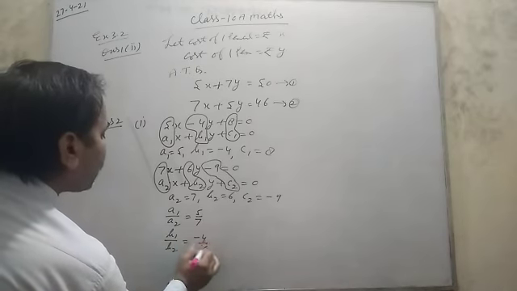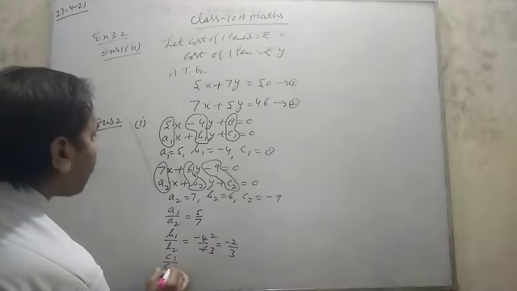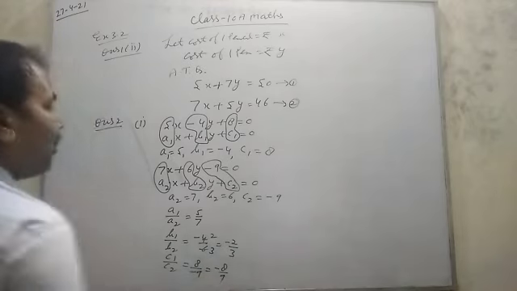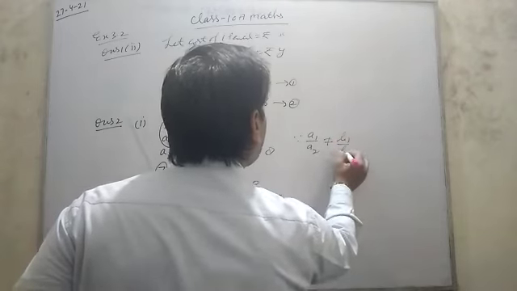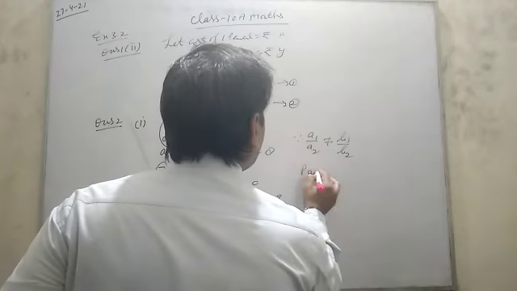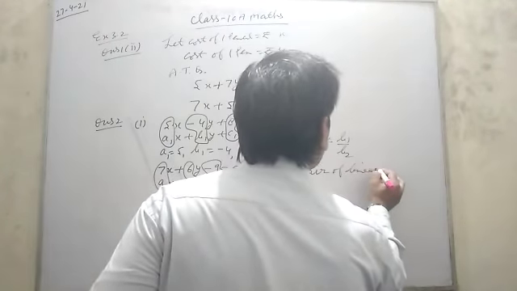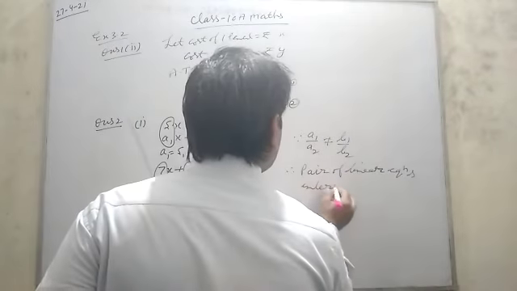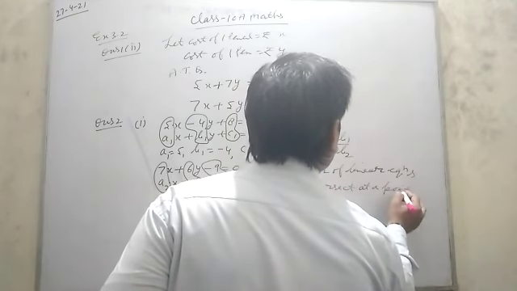equal to minus 4 upon 6, means minus 2 upon 3, and c1 upon c2, 8 upon minus 9, means minus 8 upon 9. So since a1 upon a2 is not equal to b1 upon b2, in this case the pair of linear equations intersect at a point. Intersect at a point means unique solution.